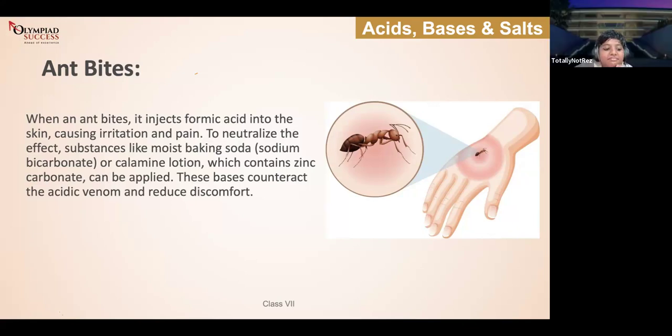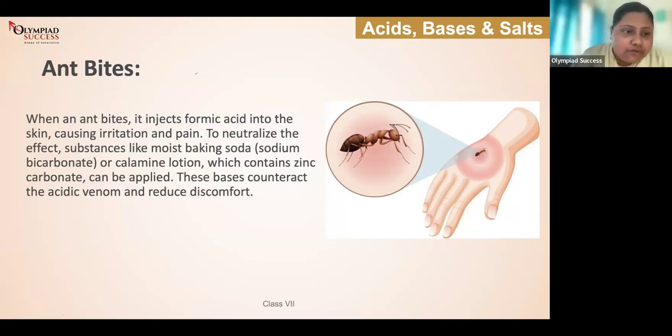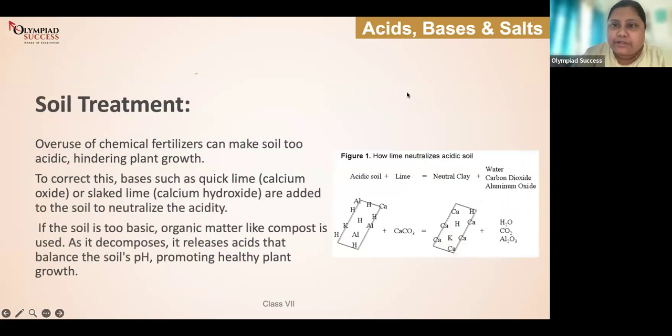Now, you can put any kind of lotion that has base in it or baking soda. It is going to neutralize the effect of the formic acid. Clear? Now, moving on to the next implication, I think it is for the farmers. Yes, soil treatment.